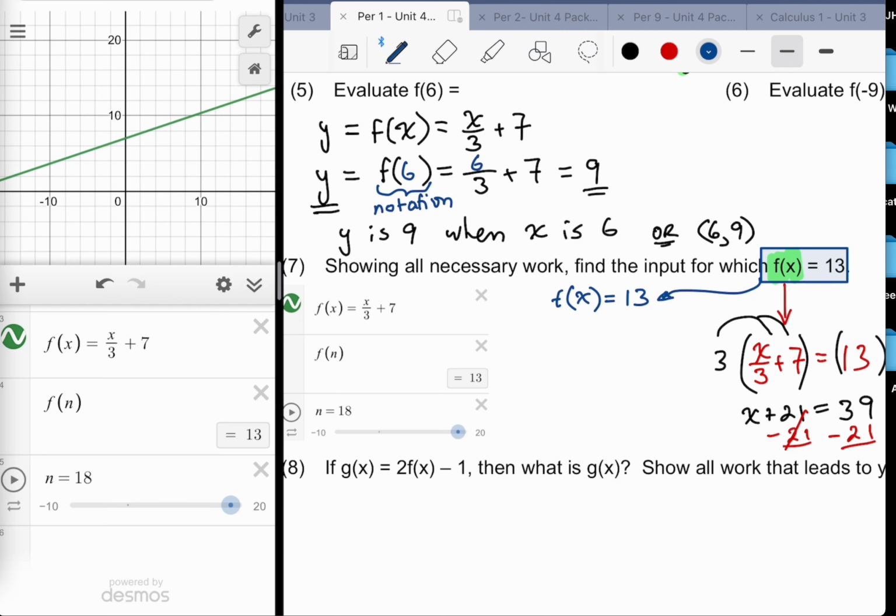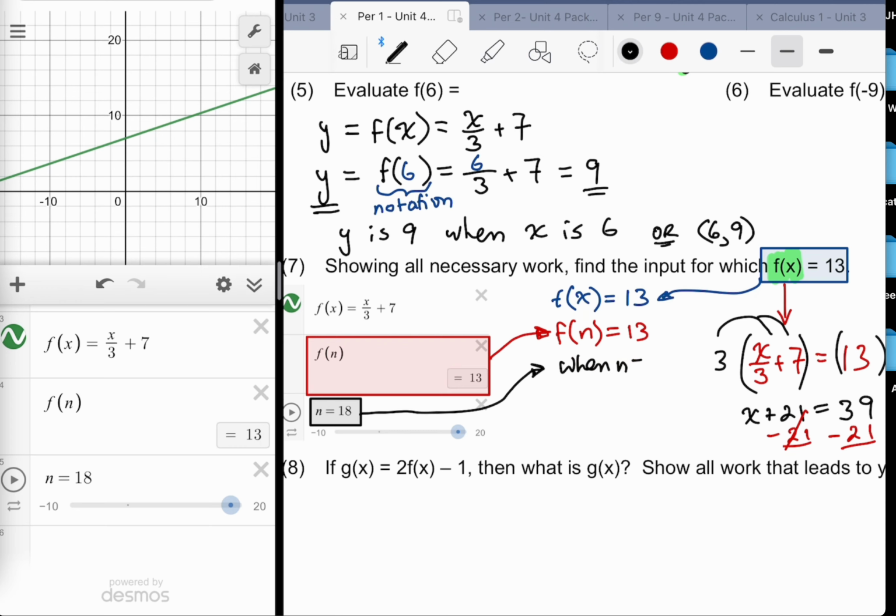What we just showed, based off of these computations, is that f of n is equal to 13 when n is equal to 18, meaning f of 18 is equal to 13.